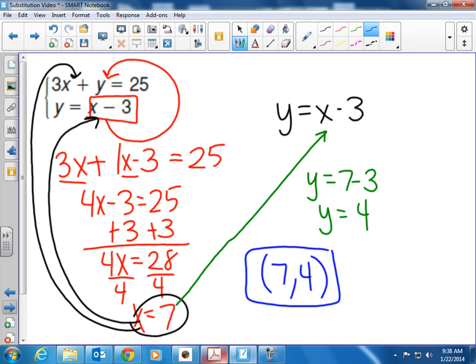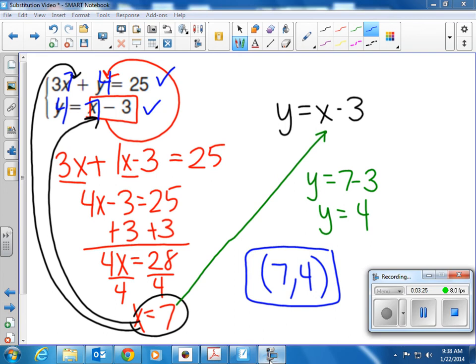I could also check my answer by plugging 7 in for x right there and plugging 4 in and making sure that's true. 3 times 7 is 21 plus 4 is 25, so that checks out. I could plug in my 4 right here and my 7 here. 7 minus 3 is 4. So this solution makes both equations true, therefore it is a solution.